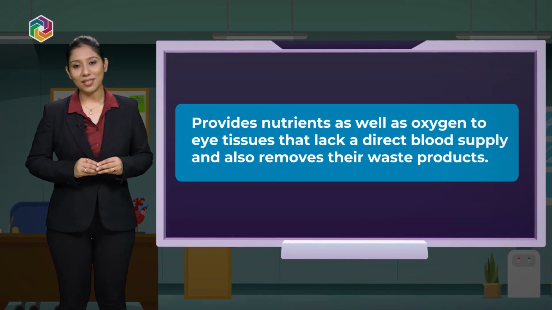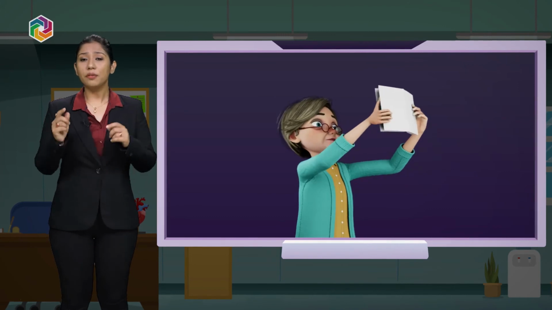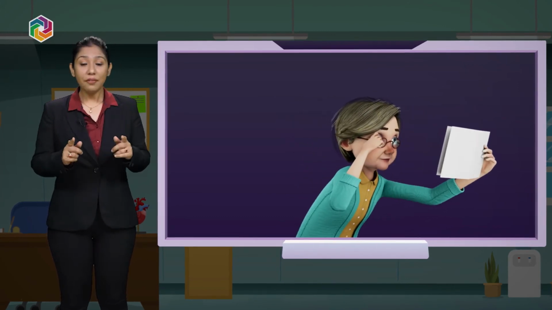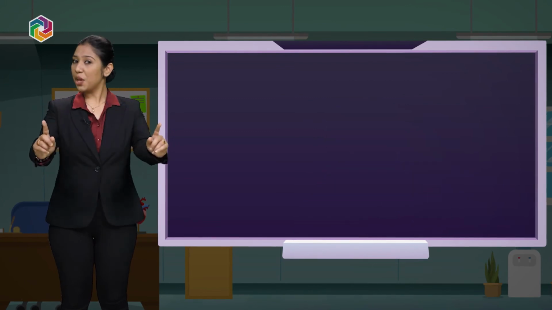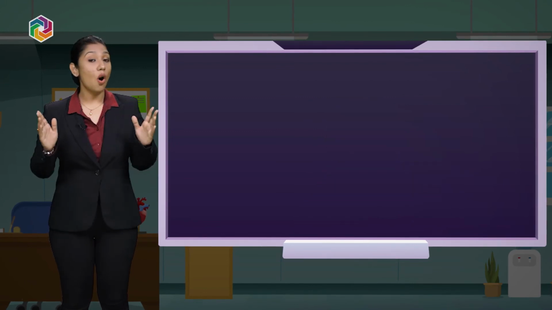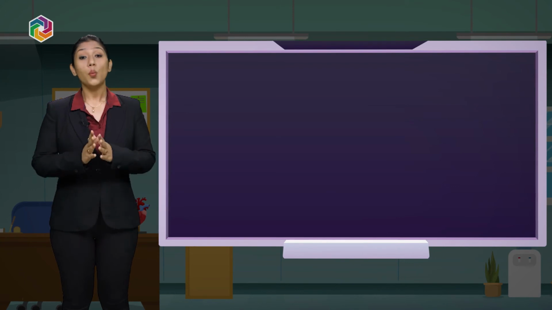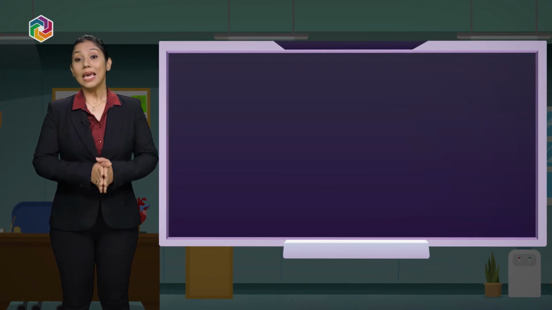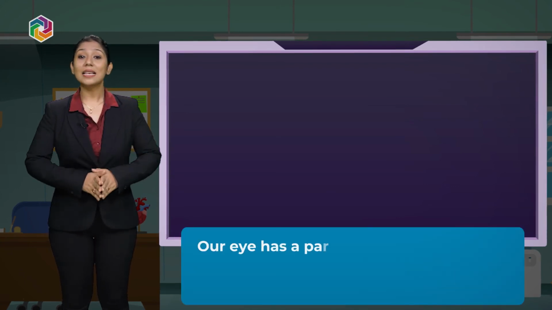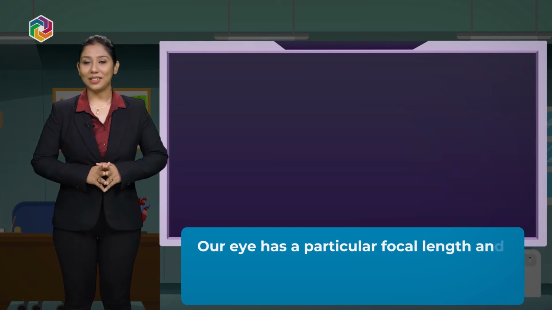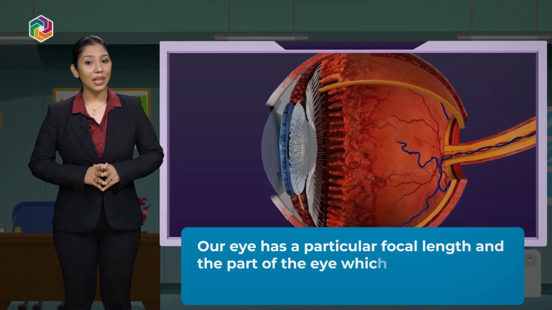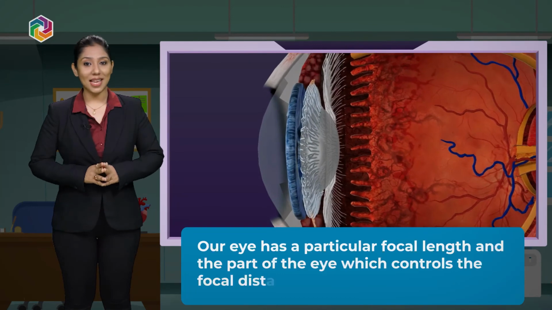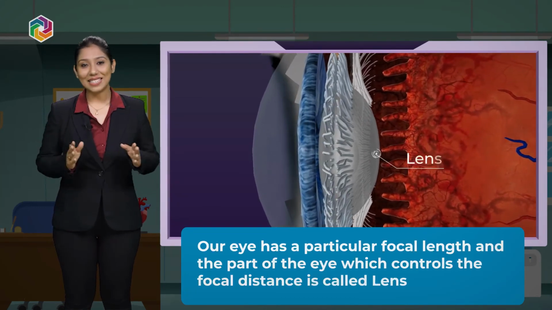their waste products. Have you ever noticed that if you keep a book very close to your eyes, you are unable to read? And even if you keep it very far away from your eyesight, it is also difficult to read. Why do you think it is so? It's because our eye has a particular focal length. And the part of the eye which controls the focal distance is called lens.